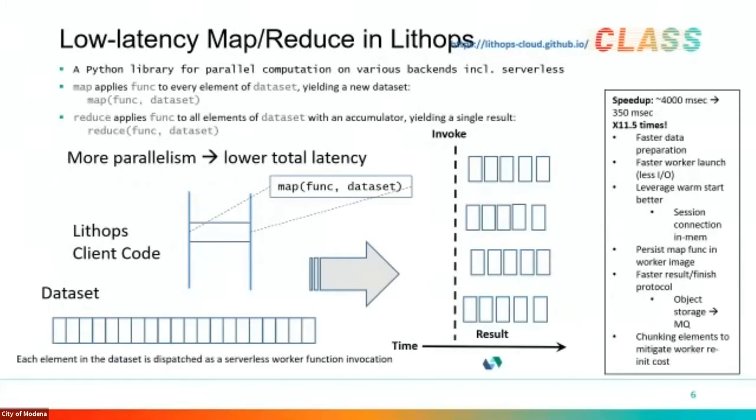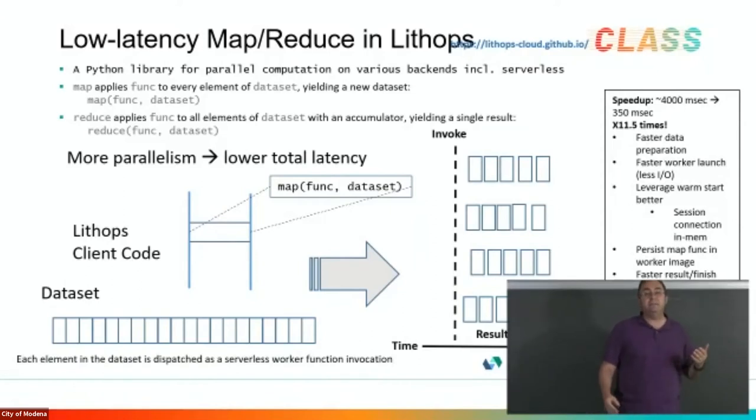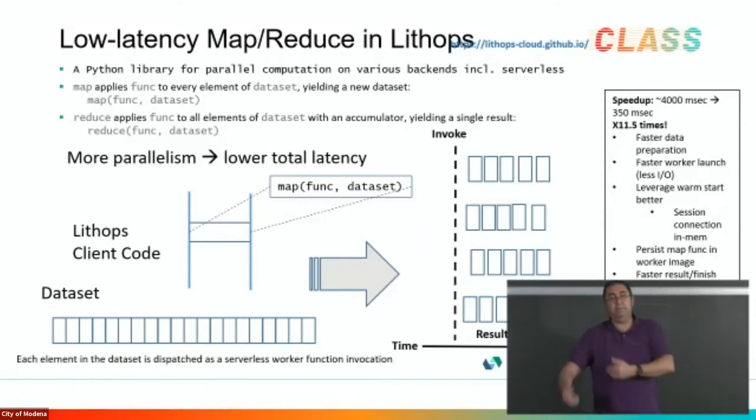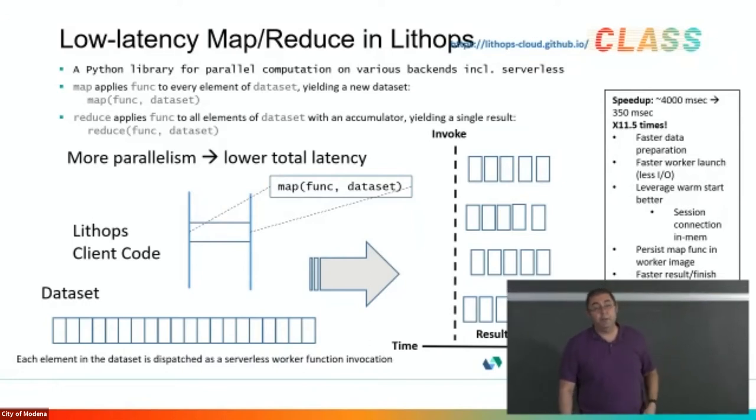So that was serverless. The first item was serverless fabric, and especially in the context of CLASS. The next item, again in the context of CLASS, is one of the backends I'm going to talk about specifically: LithOps, and how we tuned it to do low latency computation, again to meet the requirements of CLASS. So what is LithOps? LithOps is basically a Python library that can be integrated into applications, and it allows massively parallel computation. It's basically a MapReduce engine.